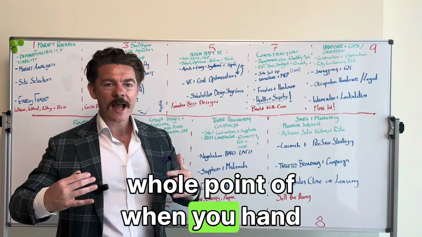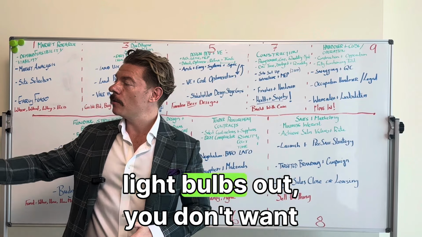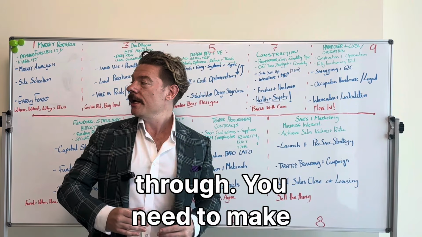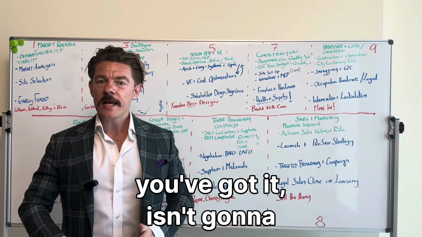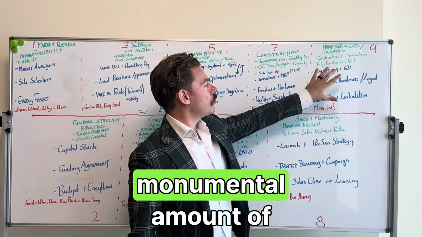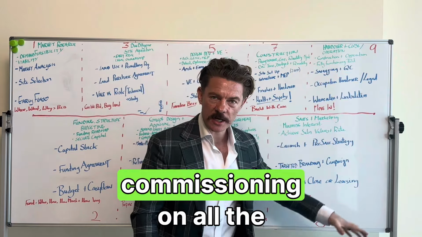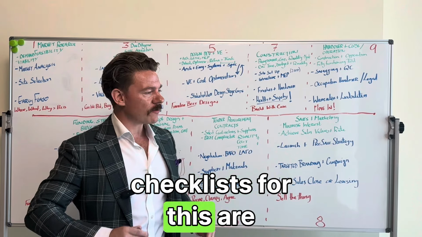That's the whole point of when you hand over a building, all of the equipment needs to be working. You don't want any light bulbs out. You don't want any leaks coming through. You need to make sure that everything is working as it should be. The air conditioning, if you've got it, isn't going to stutter and stall. This is the part where there is a monumental amount of quality checking and commissioning on all the equipment that needs to be done. And again, checklists for this are absolutely vital.